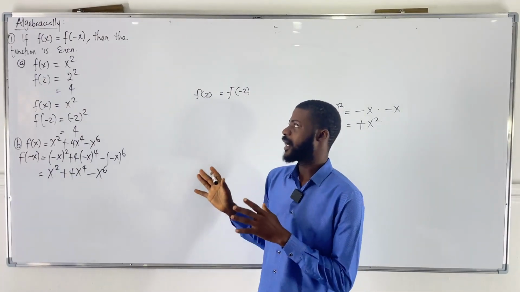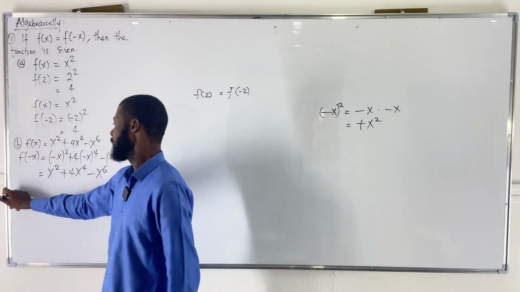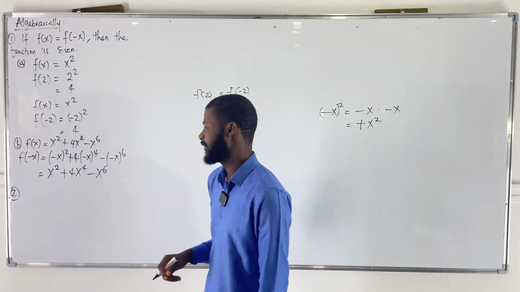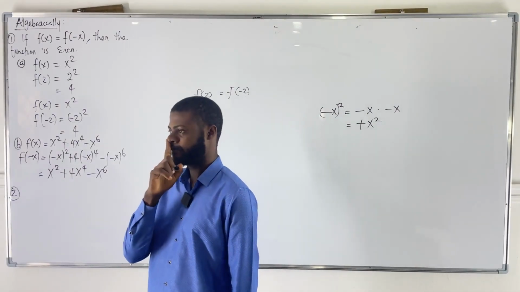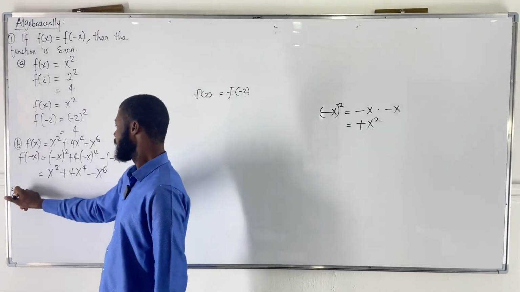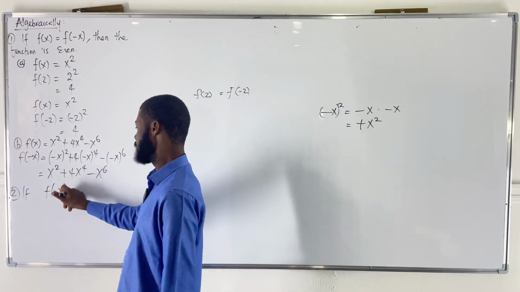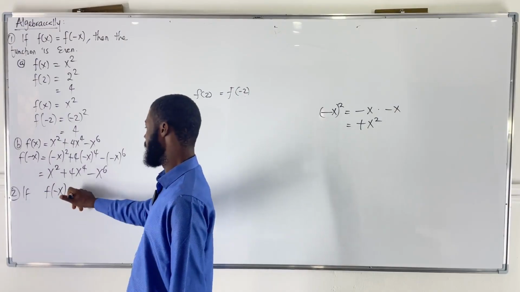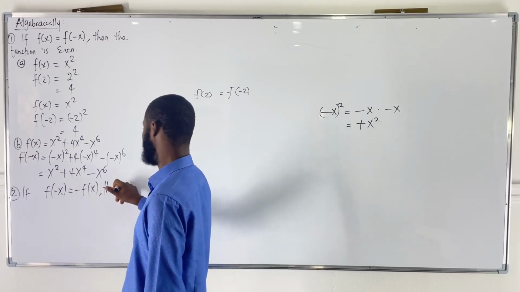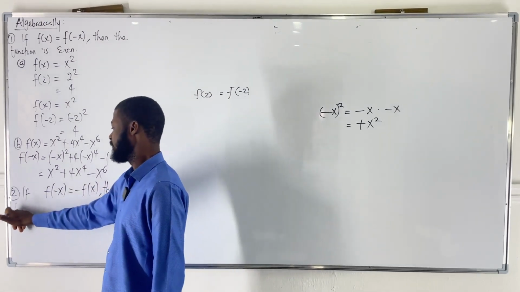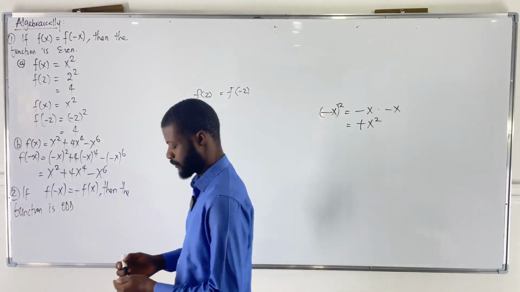So this is what it means that algebraically a function is even. Now how about when a function is odd? So number two. Let's take a look at number 2. If f of minus x is equal to minus f of x, then the function is odd.